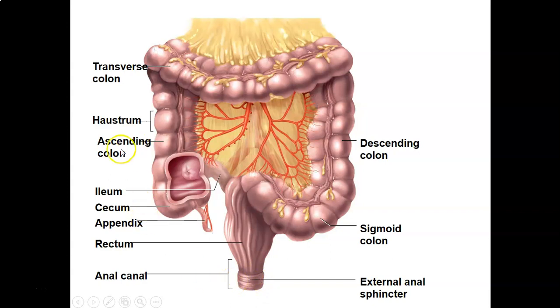The other thing I want to point out is in the large intestine, notice that you have these little sections or segments of the large intestine. These are called haustra. Singular is called a haustrum. And that is sort of these singular structures that make up this large intestine.